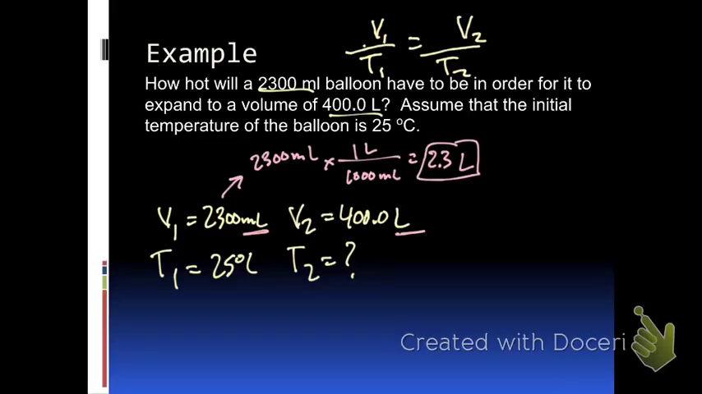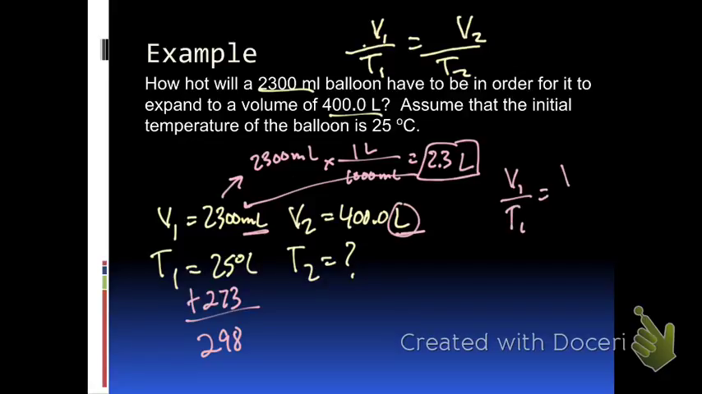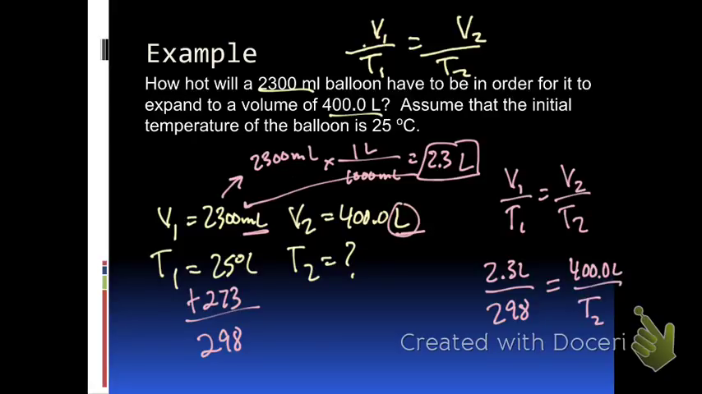So I'm going to use this number here now to match that liters. Always change your temperature to Kelvin, so you get 298. So now I have V1 over T1 equals V2 over T2. So V1 is 2.3 liters, T1 is 298, V2 we do know. V2 is 400 liters, and then T2 we don't know.